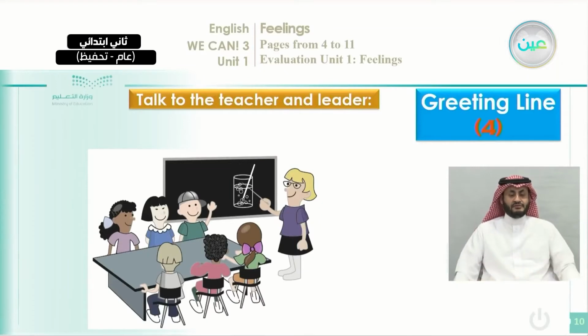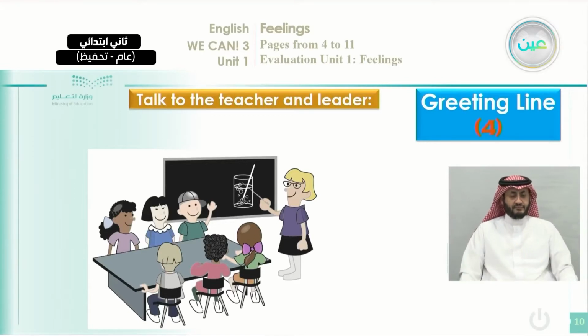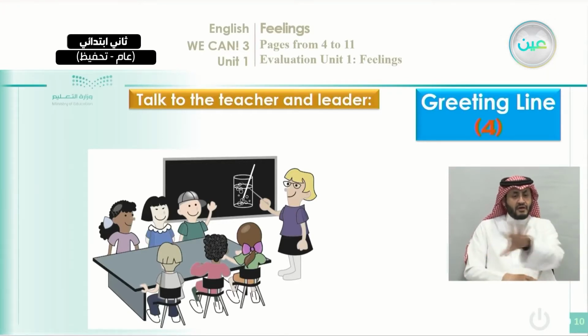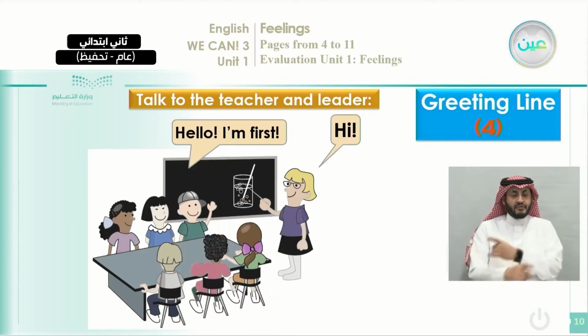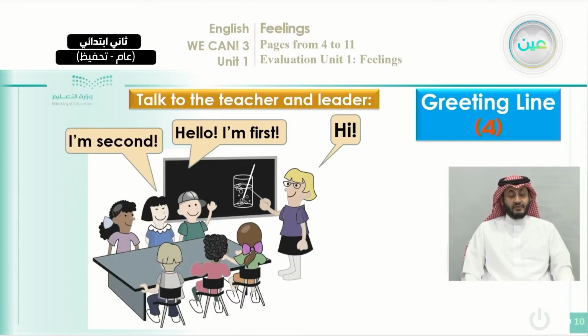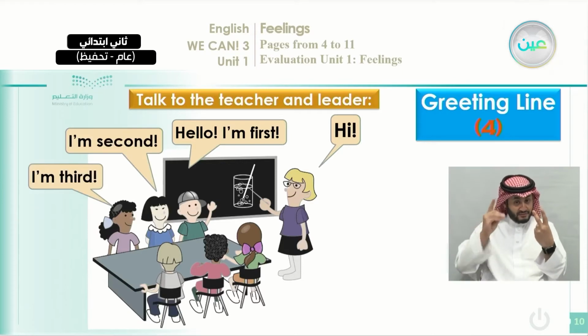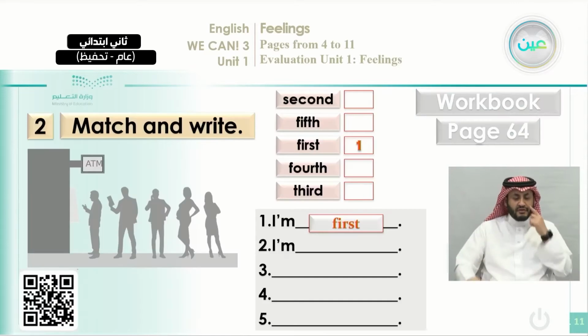Okay, so you have some students here. They are in their classroom now, and the teacher is teaching them, and she wants them to participate in the class and take part in some activities. They shout to the teacher that they want to participate. So what do they say? She says to them, hi, hello, and the first one says, I am first. That means I am going to be the first to take part in this activity. The next one says, I'm second. The third one says, I'm third. The fourth one says, I am fourth. I am fifth, and so on.